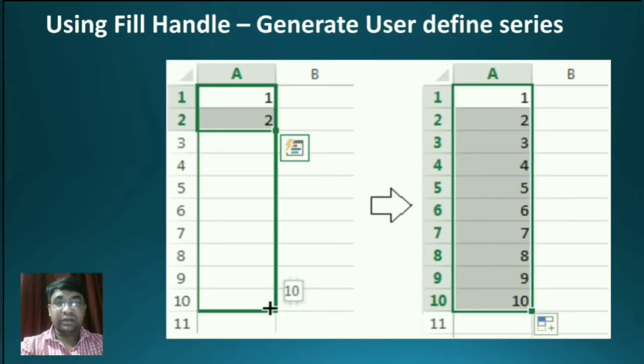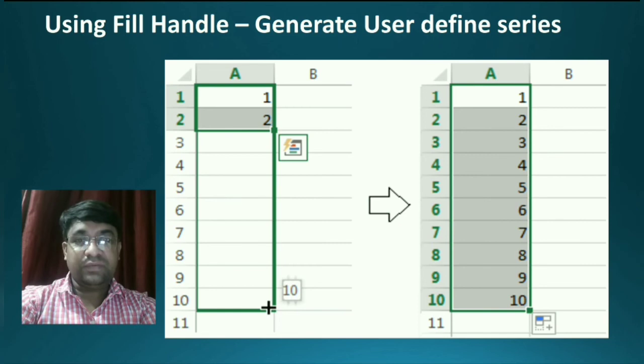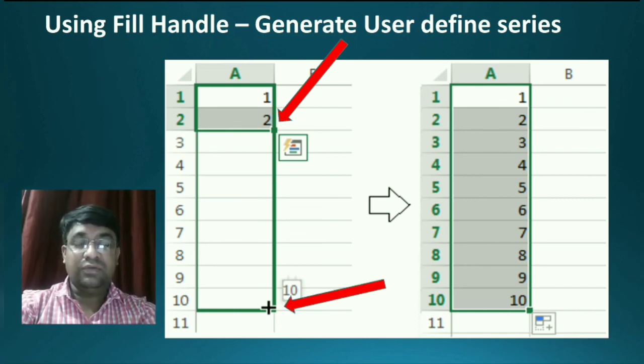Now we will learn how can we generate user-defined series using fill handle. So students, to generate user-defined series, you can follow the given steps. First step is specify the first two consecutive values of the series. You can see that in the diagram. Excel will pick up the pattern from the values entered and generate the rest of the series. Second step is drag the fill handle across the cells you want to fill. Okay, your user-defined series will generate.